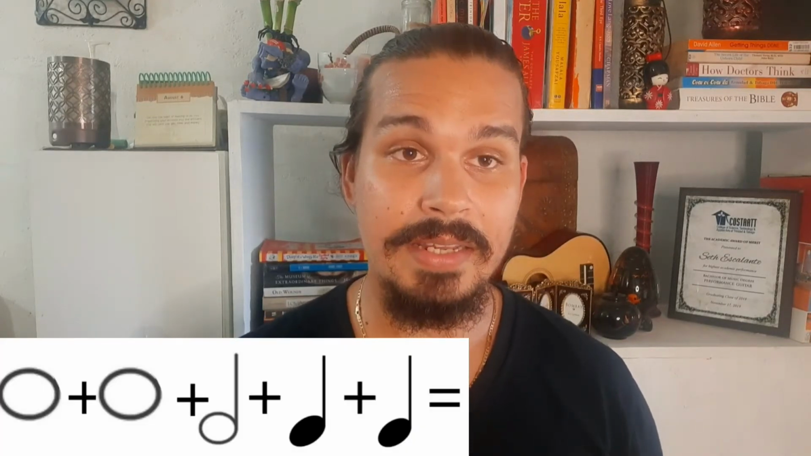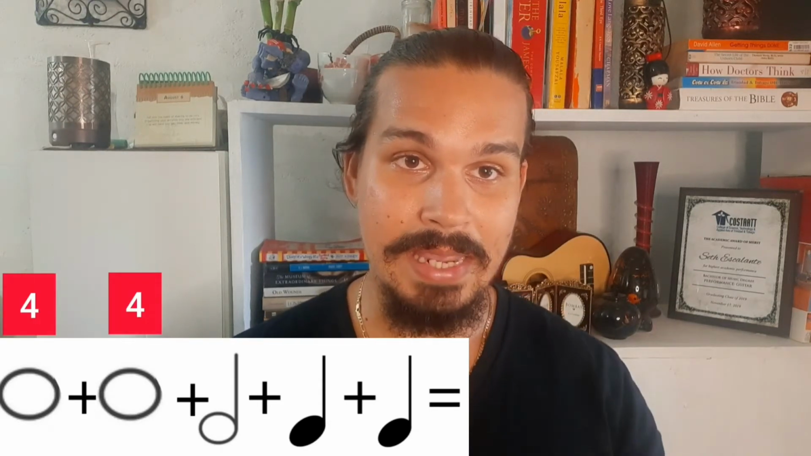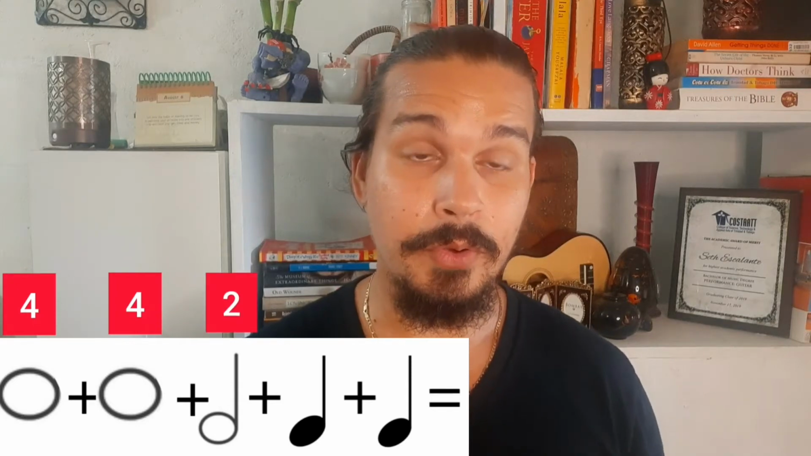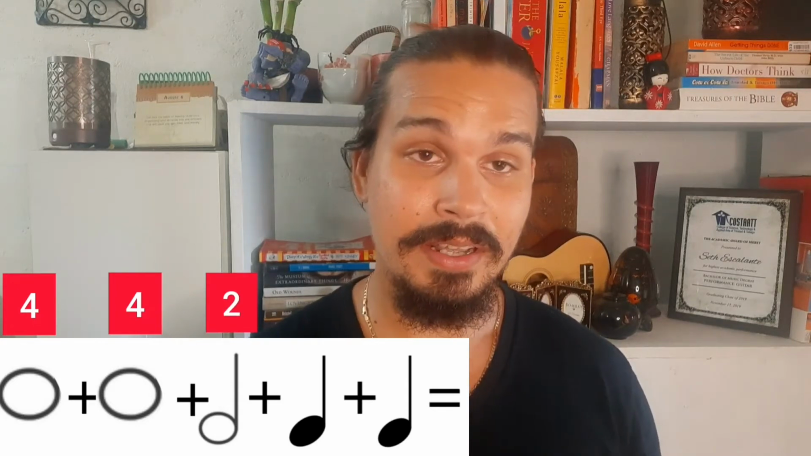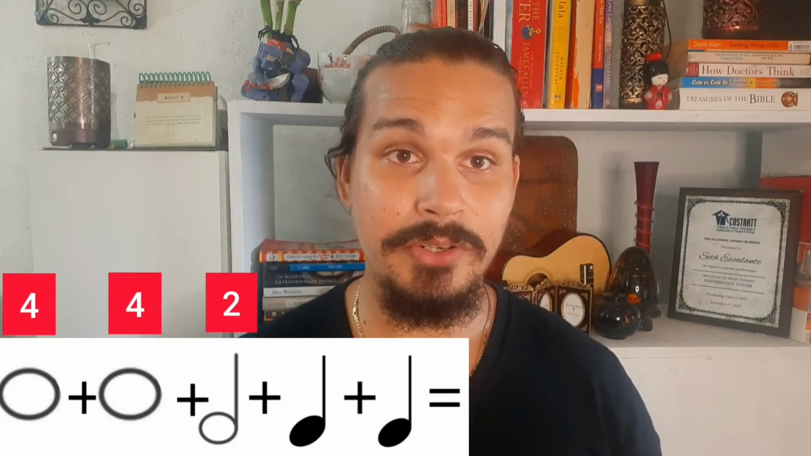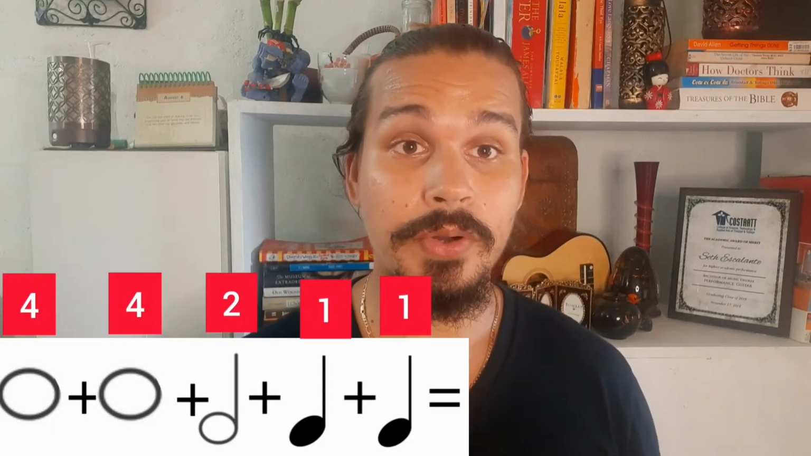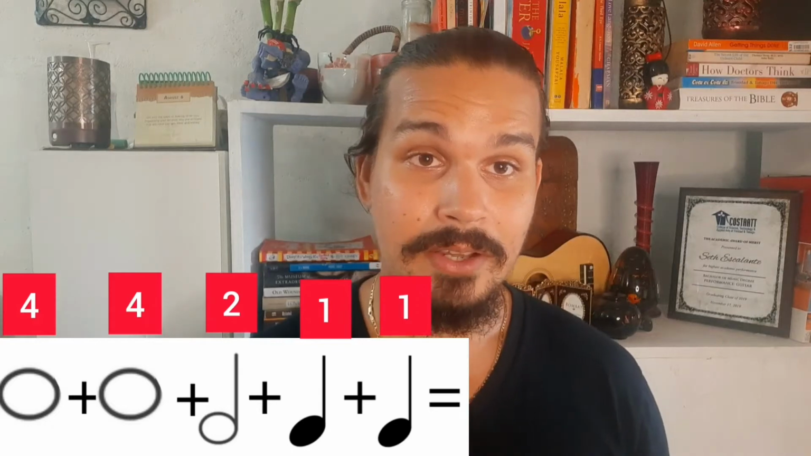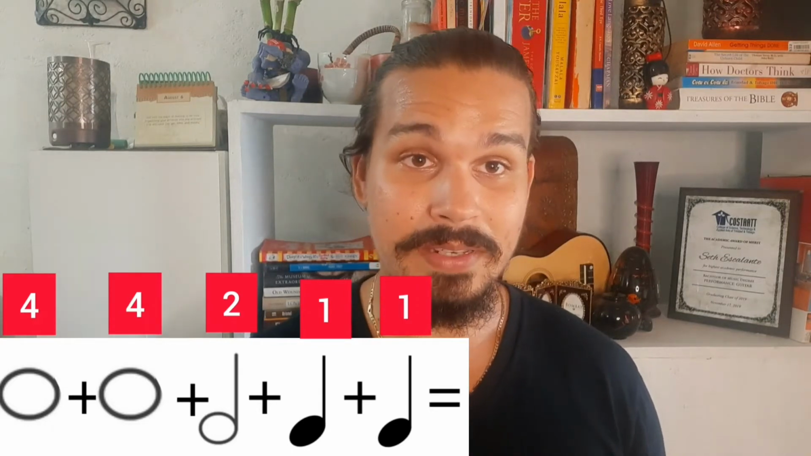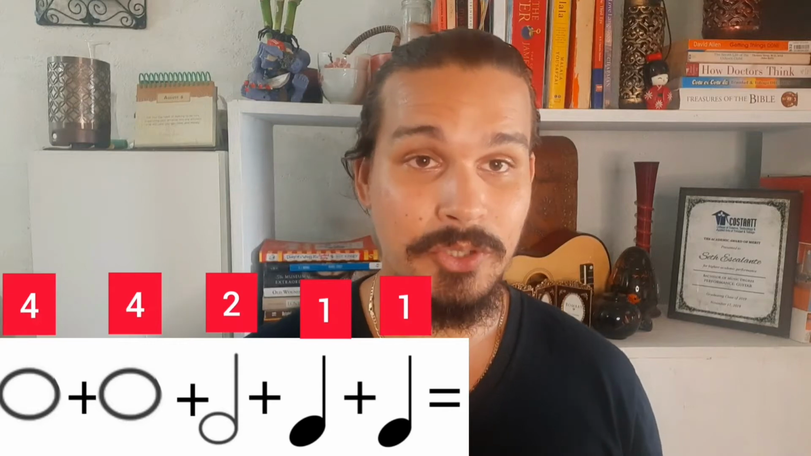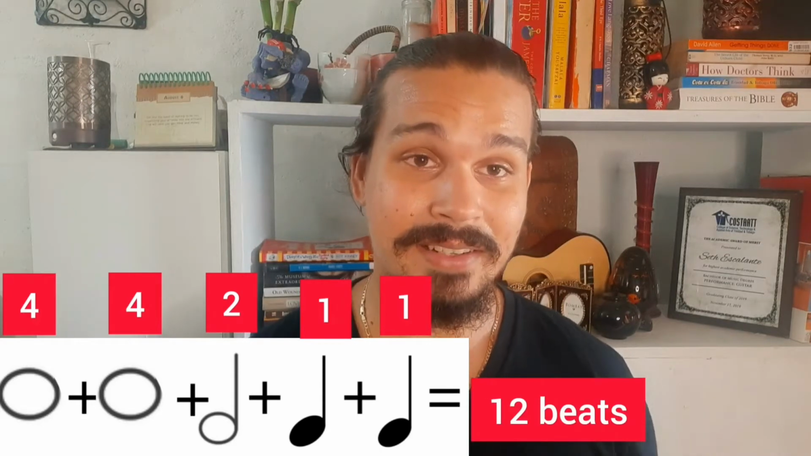The first question has a whole note plus a whole note plus a half note plus a quarter note plus a quarter note. Right? So what's the answer? So let's see. A whole note is 4 beats, and we have 2 whole notes. So we have 8 beats so far. Then we have a half note. We only have 1 half note, and that's 2 beats. So we have 8 plus 2, we have 10 beats so far. And then the last 2 notes are quarter notes. A quarter note is 1 beat. We have 2 quarter notes, which means we have 2 beats. So 10 plus 2 is 12 beats. So if you got 12 beats for the answer, that's correct.